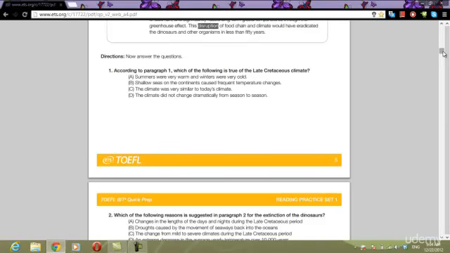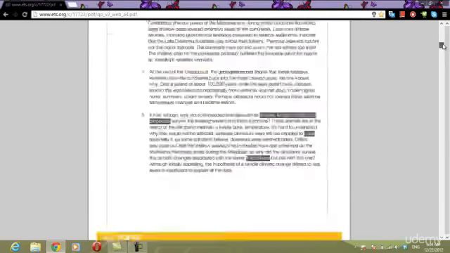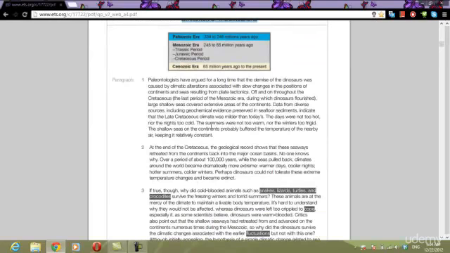A says that summers were very warm and winters were very cold. We know that one is not true because it says right here that summers were not too warm, nor the winters too frigid. So we know that is different. In the answer choice, it says very warm and very cold, and that's not what it says here. So that one's wrong.